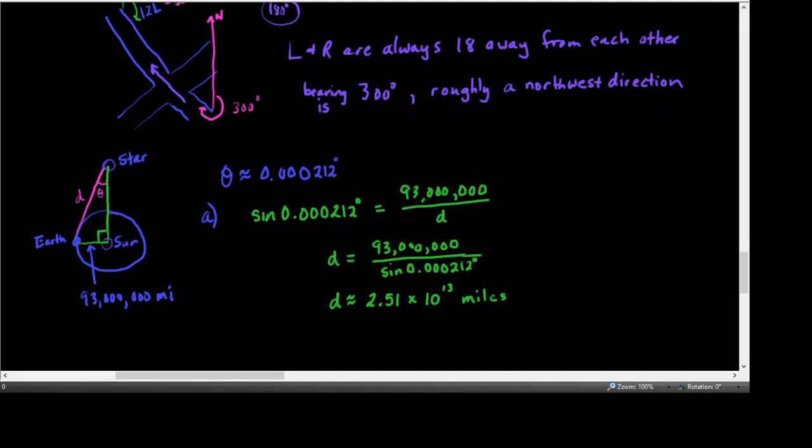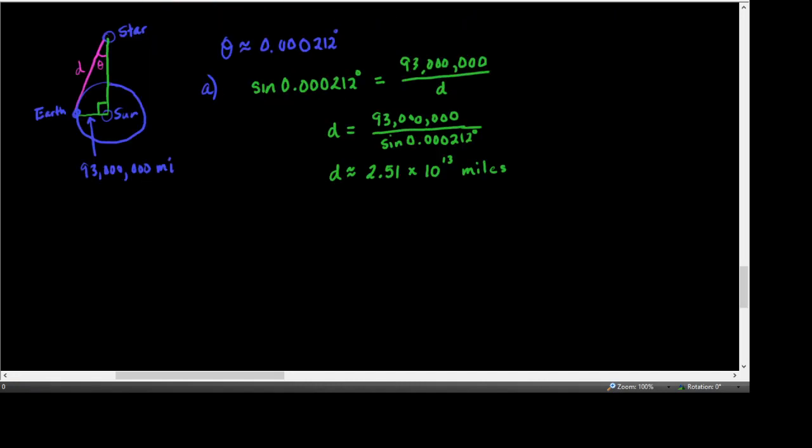Now if you read B, we're going to then convert that to light years. So keep that number in your calculator. Keep it handy because you're going to need it again. Do not retype the 2.51 times 10 to the 13th, please. Keep all of the digits. So store this in your calculator so you can use it again.